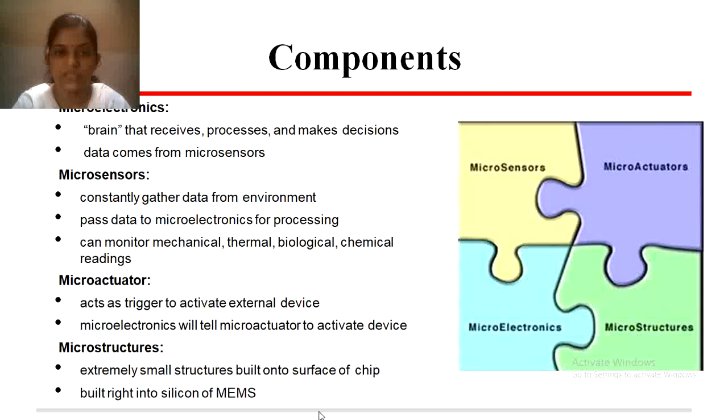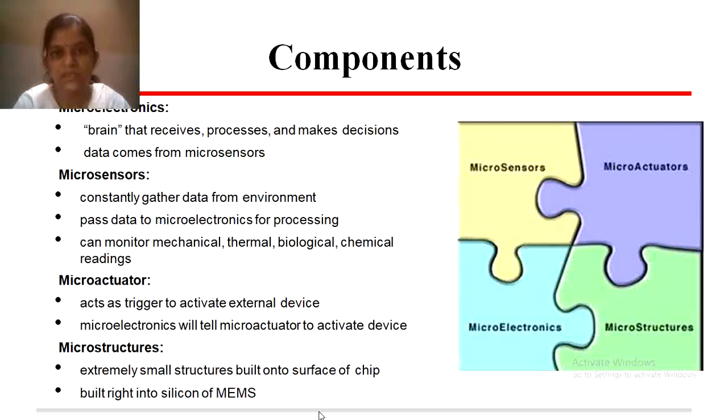So microsensors play the role of a receiver. They constantly gather information from the outer surroundings. Then they pass data to microelectronics for processing. They can monitor mechanical, thermal, biological and chemical readings, whatever is received by the microsensor.